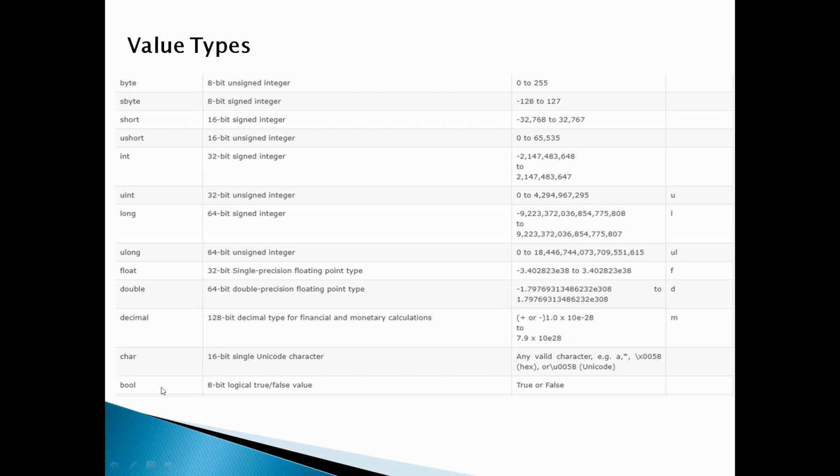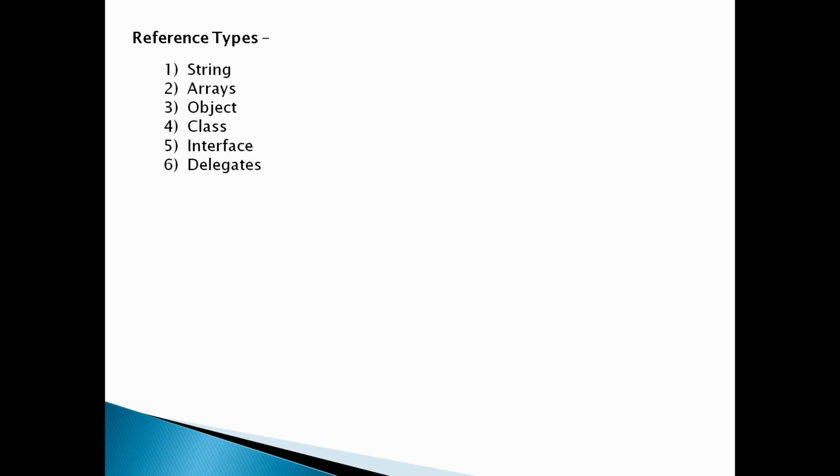So let's check the reference types. We have string, array, object, class, interface, and delegates. These are the data types that fall under the reference type category. We'll be discussing these data types in different videos. As of now, we'll see the syntax for value types.